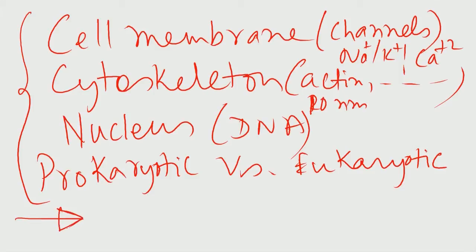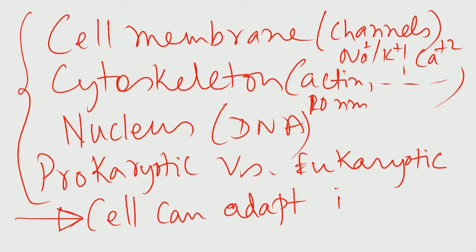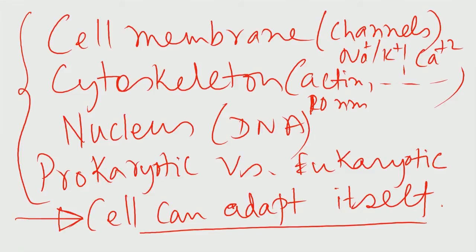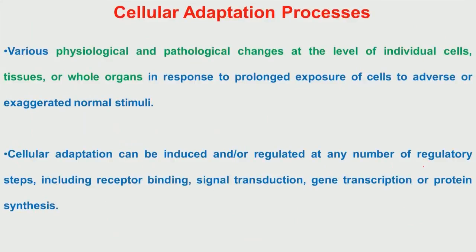Having said that, you have to see how a cell can adapt to an external environment. So, a cell can adapt itself. Now, this cellular adaptation process has manifestations in terms of the way the cells function on a material surface, as well as how cells respond to external stimulus.